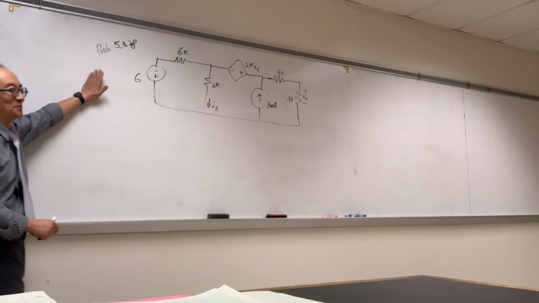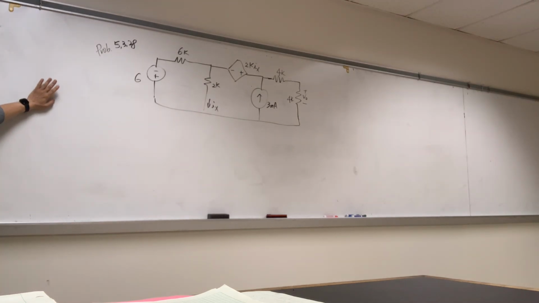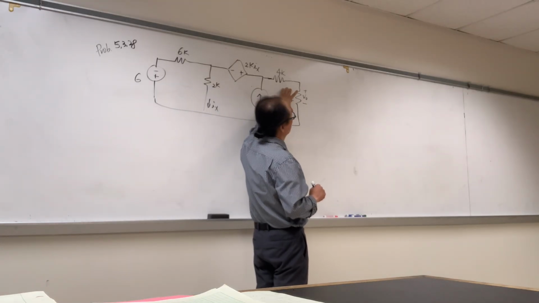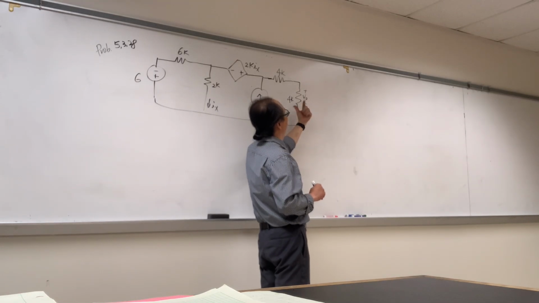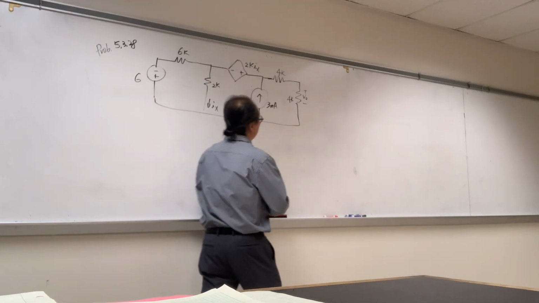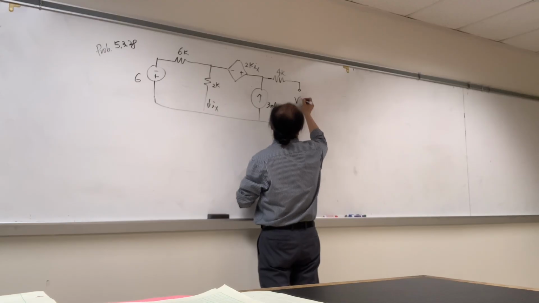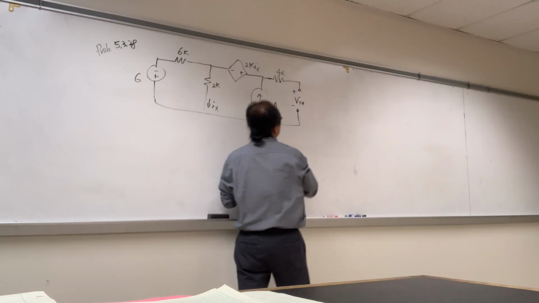Let's work on problem 5.3.28, okay? We need to find the Norton or the Thevenin equivalent for this circuit. So we need to take this element out and find the VTH, the plus-minus across the open terminals.